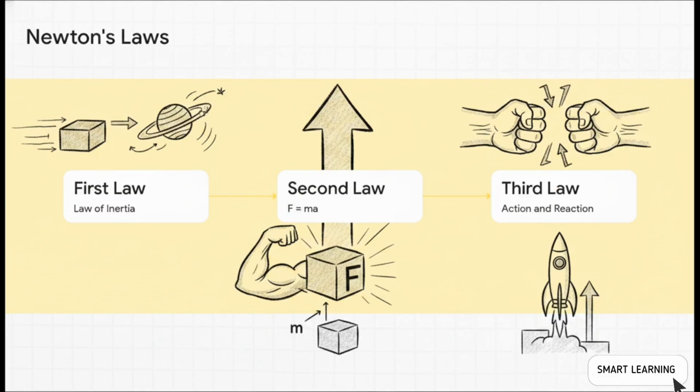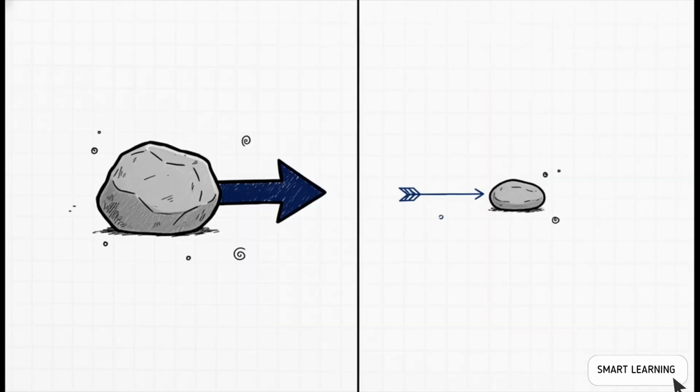Second, we have a wonderfully simple but profound equation, F equals ma. And third, the famous principle of action and reaction. Let's look a little closer at that second one. So the crucial point is Newton's second law. Force equals mass times acceleration. This right here is the golden key to mechanics. It tells us exactly how much an object will speed up or slow down when you push it.